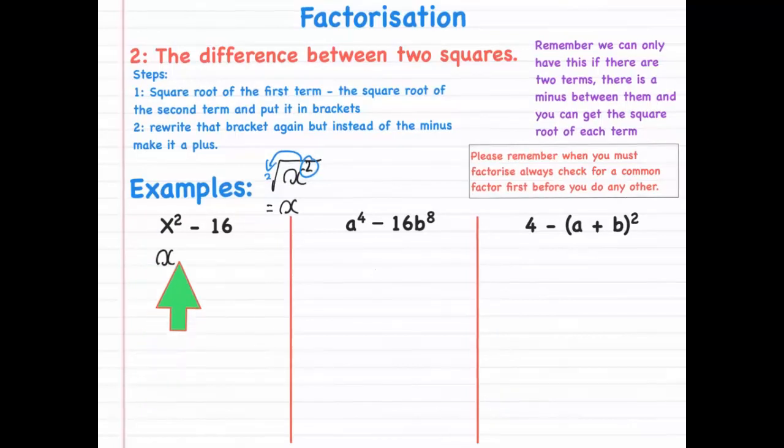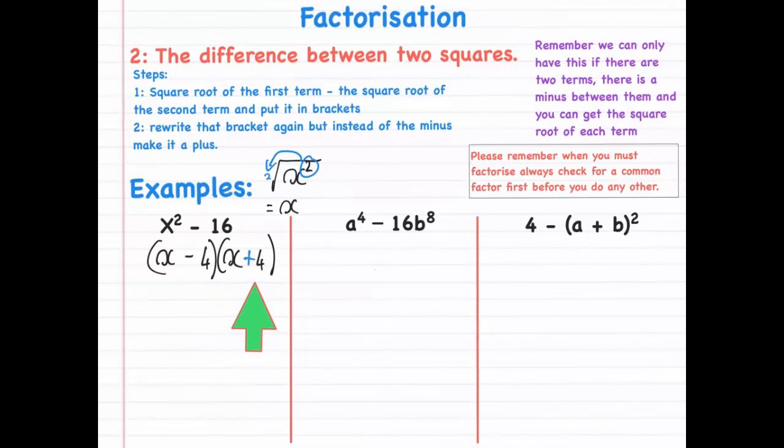We write the minus down and we get the square root of 16, which is 4. According to the steps, we put it in brackets. But we're not done. We rewrite this bracket exactly the same way, but instead of the minus, we put a plus there, and we are done.